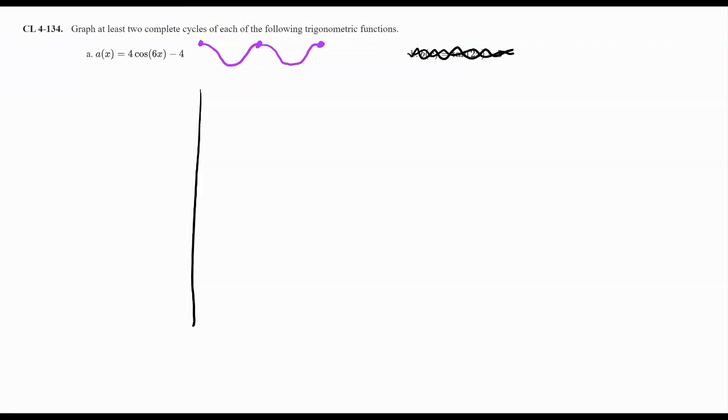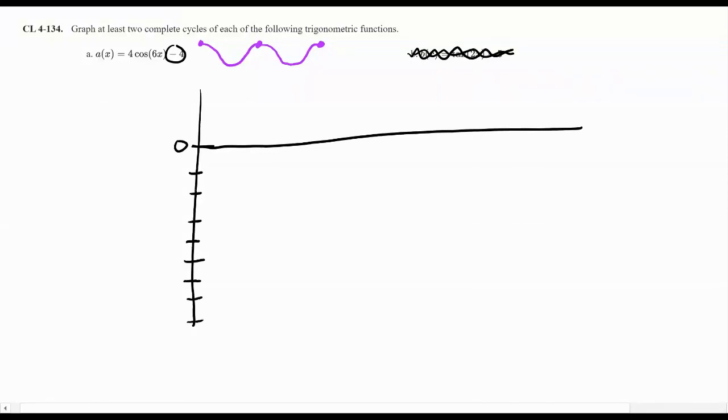So from here, now I'm going to find the midline at -4. So call this 0 here. 1, 2, 3, and 4, 5, 6, 7, and 8. The reason that I went down to 8 is because here is my midline at -4.